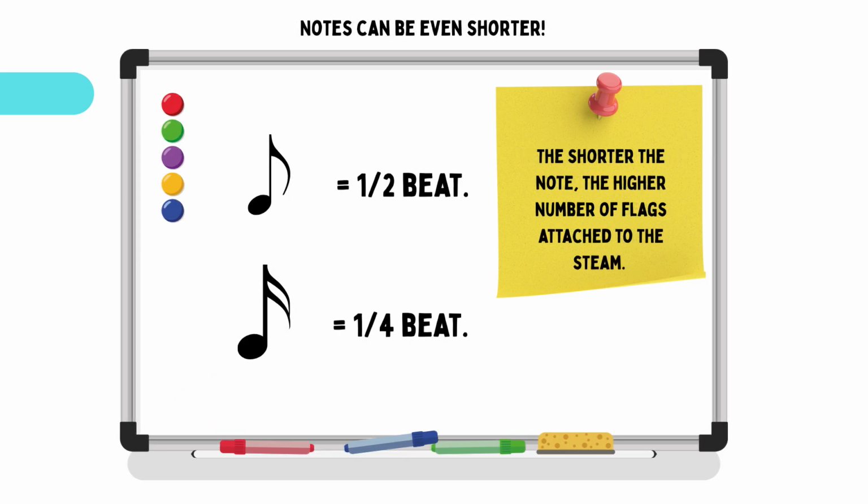Notes can be even shorter. The shorter the note, the higher number of flags attached to the stem. At top now, we have an 8th note, which lasts half a beat. And below that 8th note is a 16th note, which lasts for a quarter of a beat.